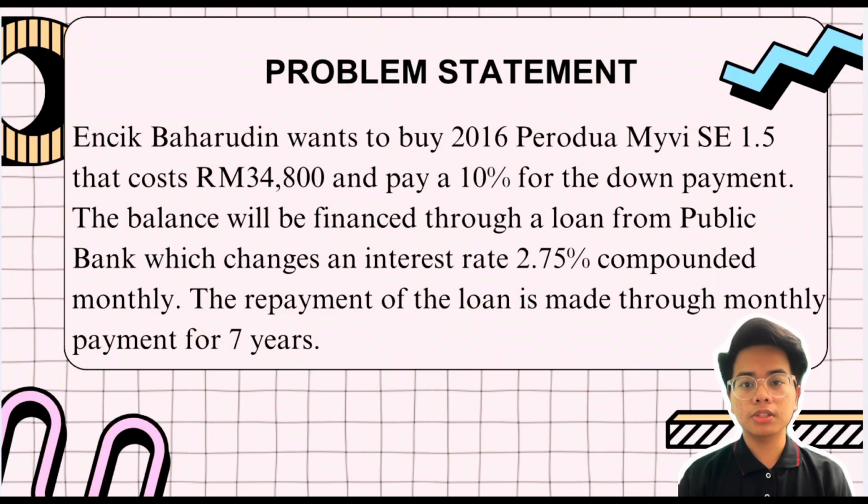The problem statement is Encik Baharudin wants to buy a 2016 Proton MyBSE 1.5 that costs 34,800 ringgit and pay a 10% down payment. The balance will be financed through a loan from Public Bank with an interest rate of 2.75% compounded monthly. The repayment of the loan is made through monthly payments for 7 years.